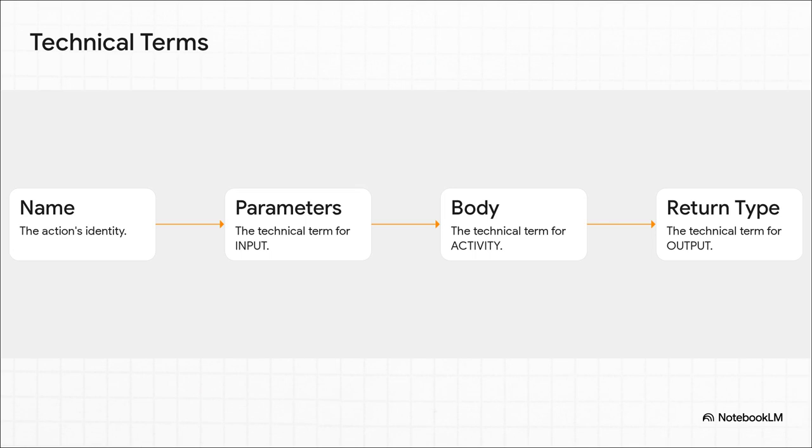Okay, let's put it all together and get the official lingo down. What we were calling the input, programmers call parameters. That core activity, the engine room, that's the body. And the output, the result it hands back, is known as the return type. So you've got name, parameters, body, and return type. That's it. You now understand the fundamental DNA of literally every single action a computer can take.